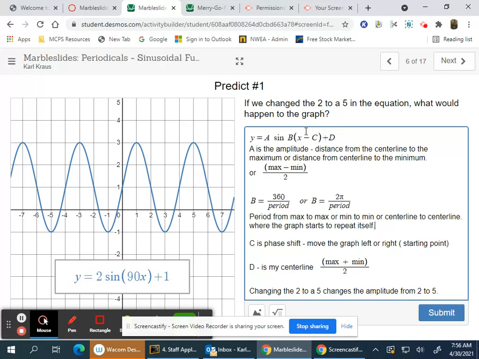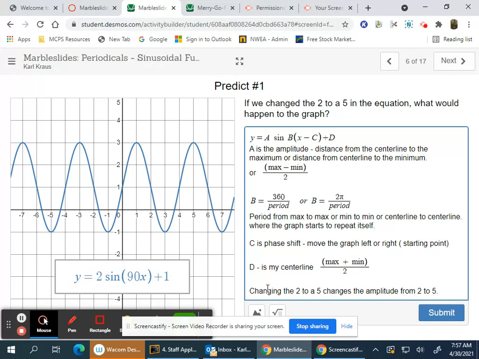We're not going to talk too much about this in this class, but when you get to pre-calc, you will see this. C value is the phase shift that moves the graph left or right. The phase shift number is the starting point. In this case, it's 0. We're starting right here, so I don't have any phase shift. D is my center line. In this case, it's 1, so the center line is 1. And notice this 90 here, so 360 divided by 4 gives me a 90.